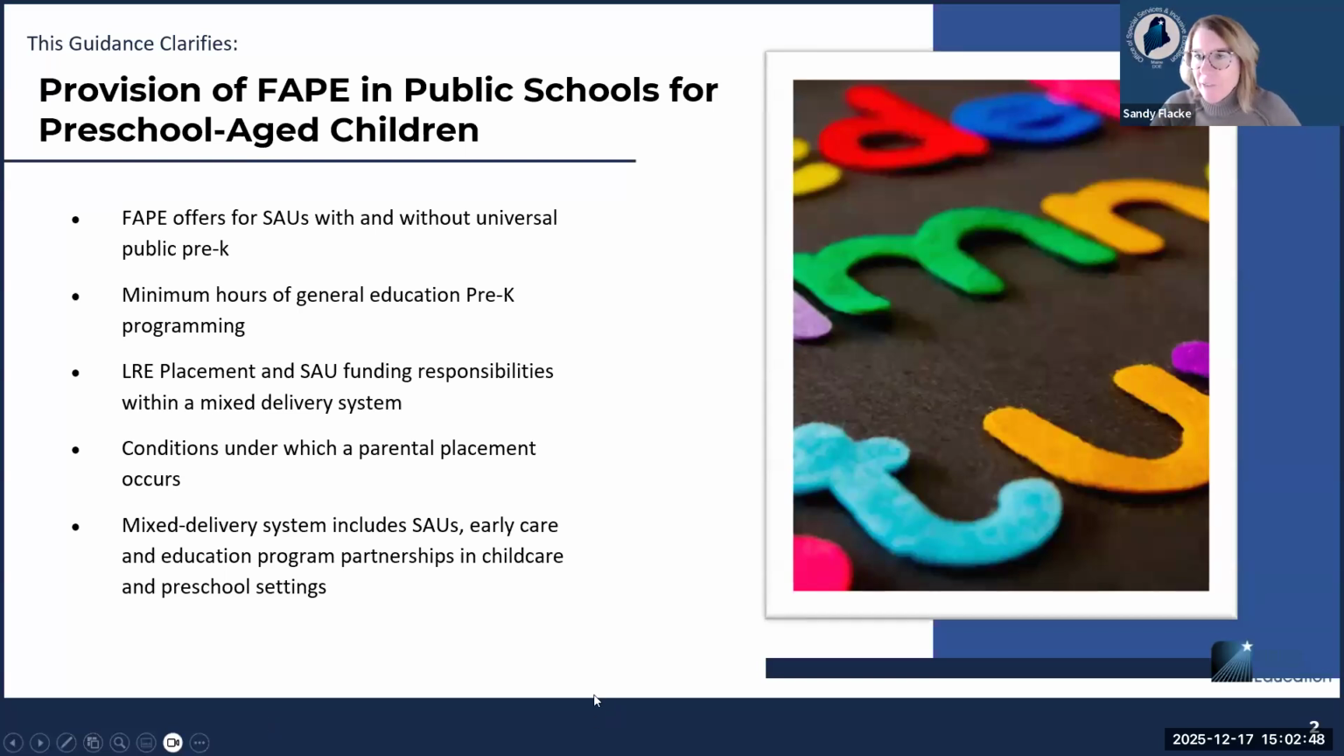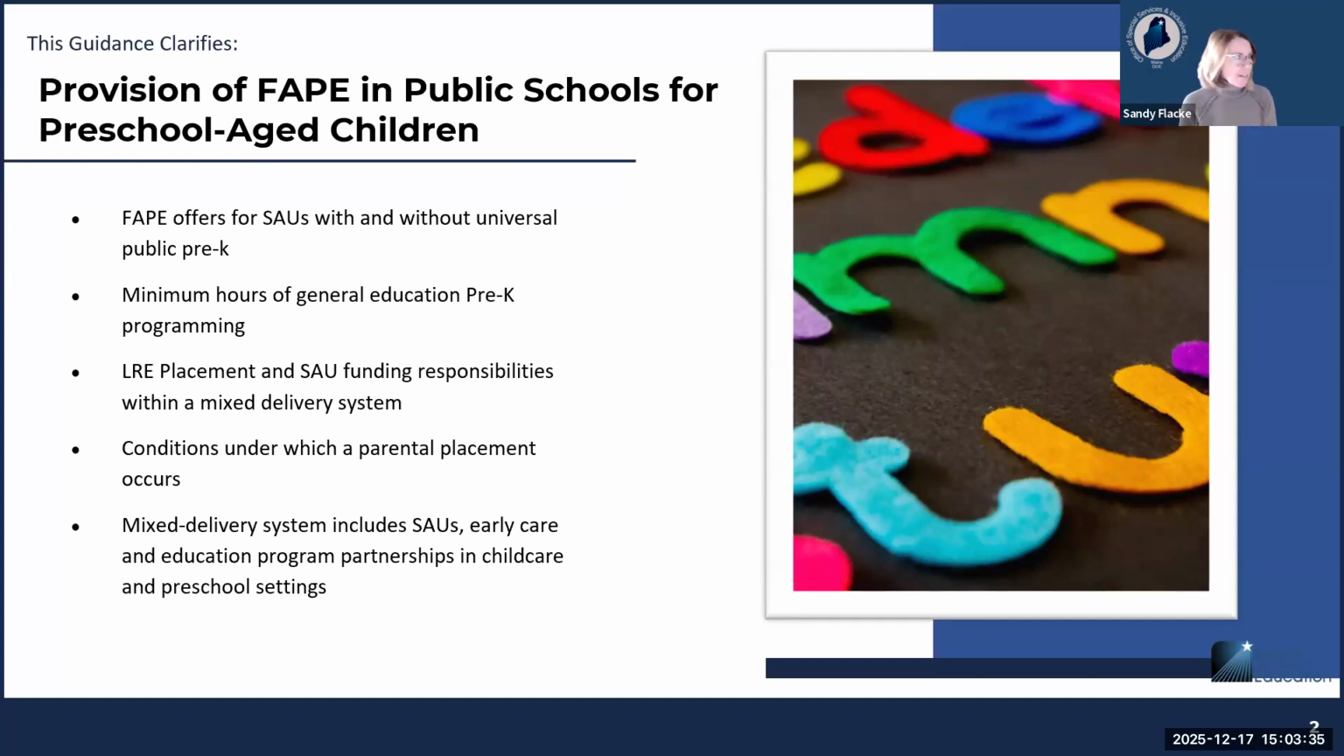Okay, I'm thinking that everyone here has probably seen the guidance. And if you've taken a look at it, you will see that we were attempting to clarify provision of FAPE in public schools for preschool age children with disabilities. And so we offered information about what the FAPE offer for school districts would be with and without universal public pre-K, what the minimum hours of general education in public pre-K programming would be, or in the mixed delivery system, what LRE placement and the SAU funding responsibilities within that mixed delivery system would be.